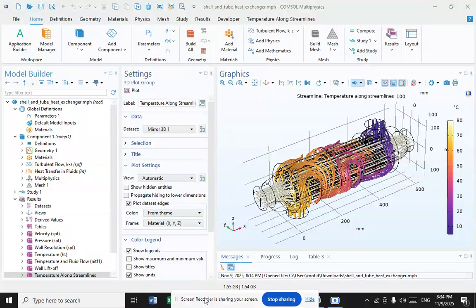A baffle design. Baffles are used in shell and tube heat exchangers to direct fluid across the tube bundle, and they run perpendicularly to the shell and hold the bundle, preventing the tubes from sagging over a long length.